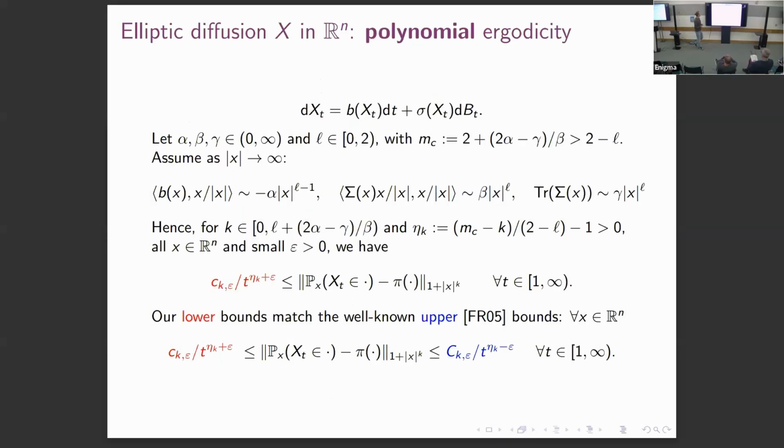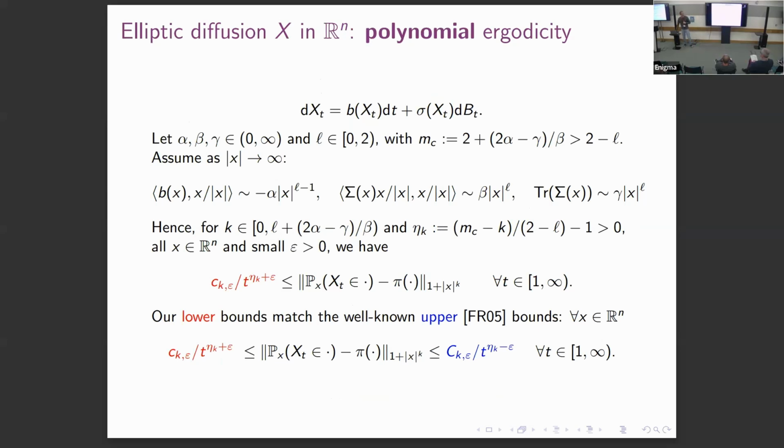Another thing is that while this result doesn't look so bad because our bounds match, it's not very intuitive, because when I think about polynomial tails and Markov processes that converge to polynomial tails, usually I don't think about instantaneous variance that grows to infinity with a norm.